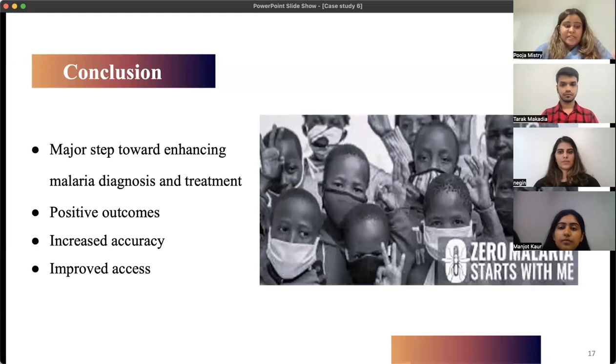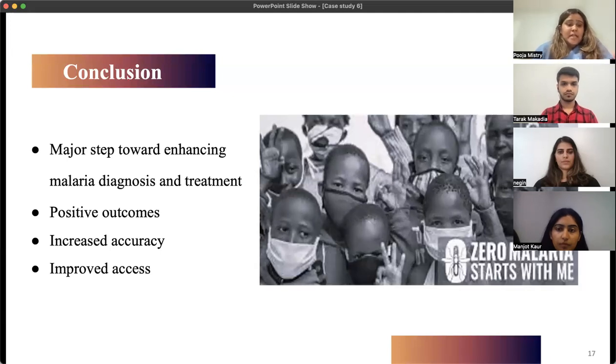The second one is improved access. Access has been improved because of the installation of RDTs, especially in rural and underserved parts of Swaziland. This has made it possible for more people to get quick diagnosis and the right treatment.